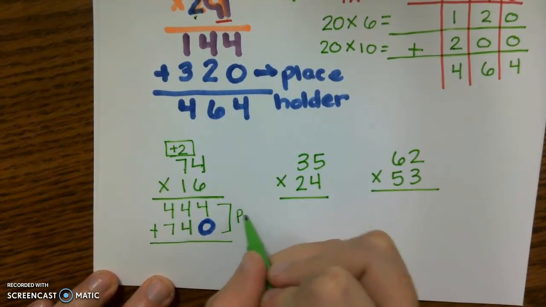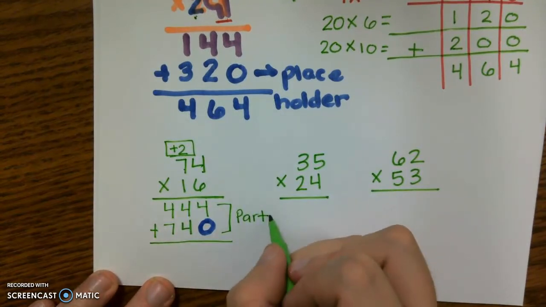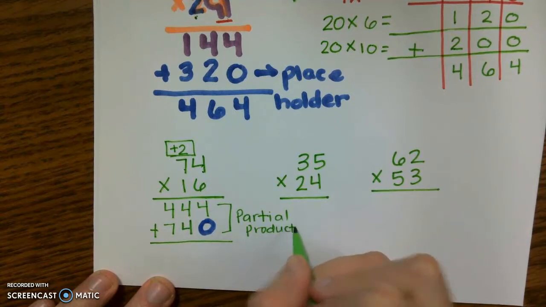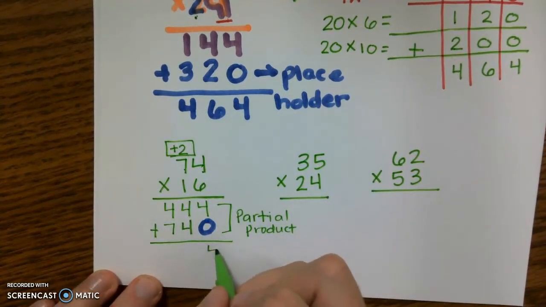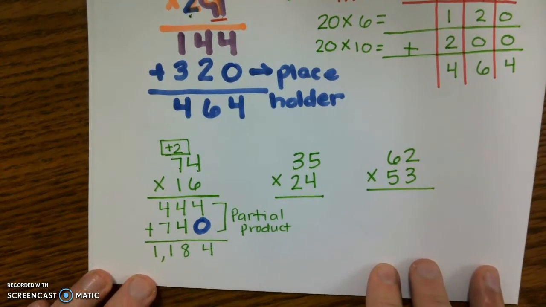These are called partial products because it's part of the whole product, which is going to be down here. Partial products. Okay, so 4 plus 0 is 4. 4 plus 4 is 8. 7 plus 4 is 11. So my answer is 1,184.